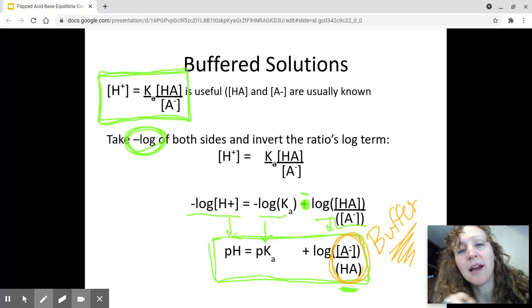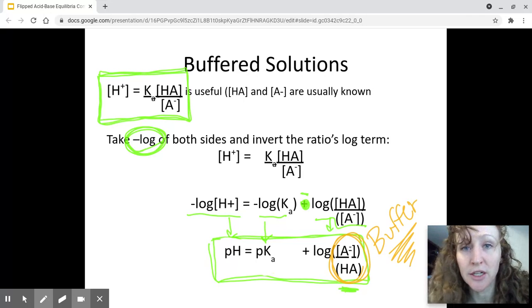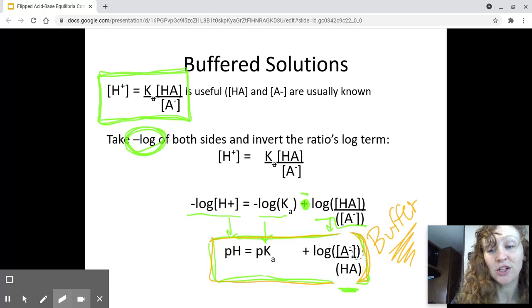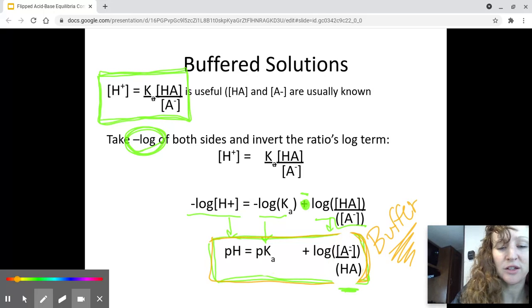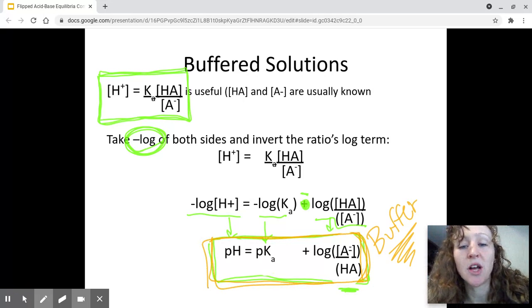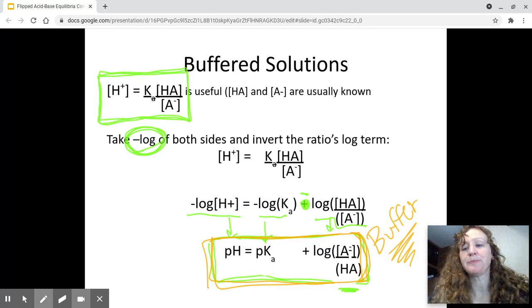That's worth writing down and boxing and starring with your glitter pens, right? Okay, so this equation has a name, as most of the most important equations to us do. This is called the Henderson-Hasselbalch equation.